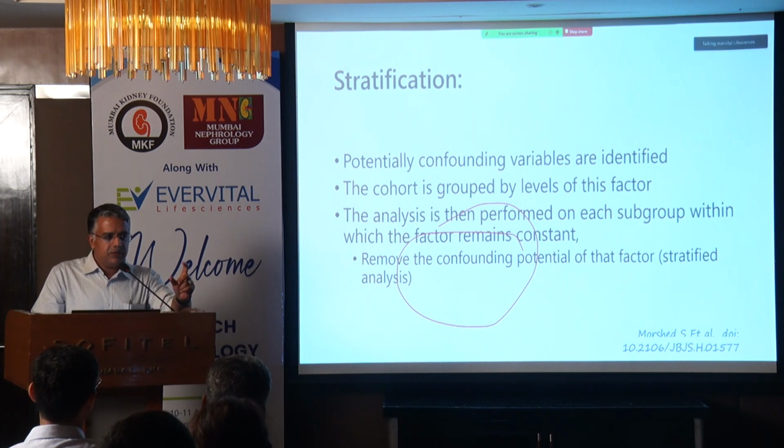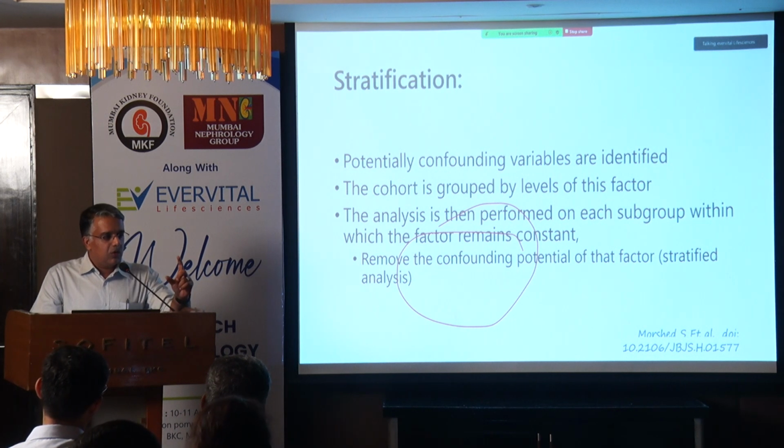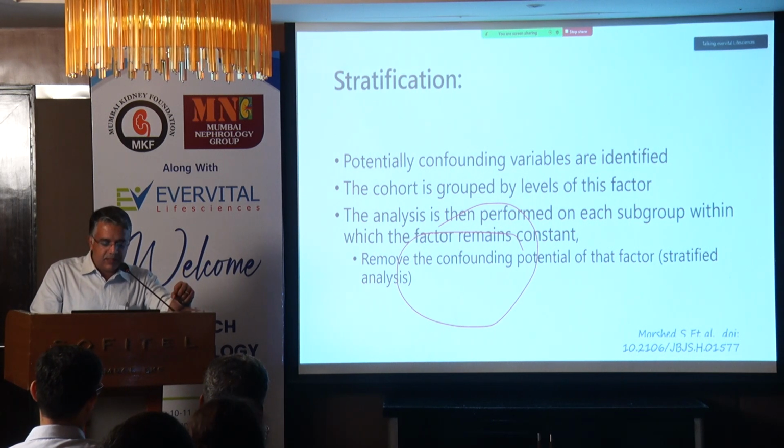Stratification is what I was referring to. You stratify based on specific confounders: diabetic, obese, CKD stages. So you can subcategorize, and stage wise you can compare the groups.